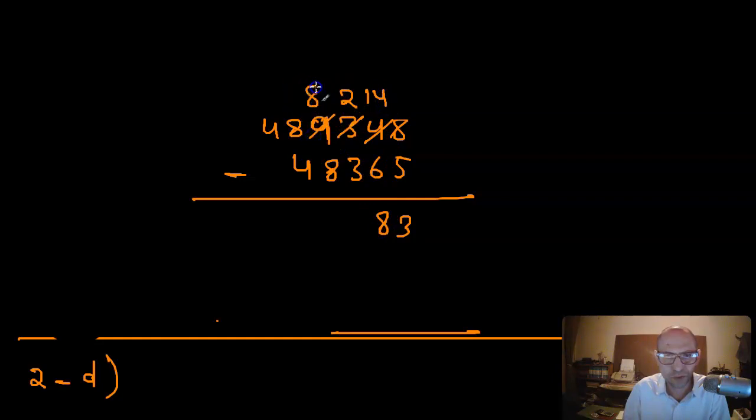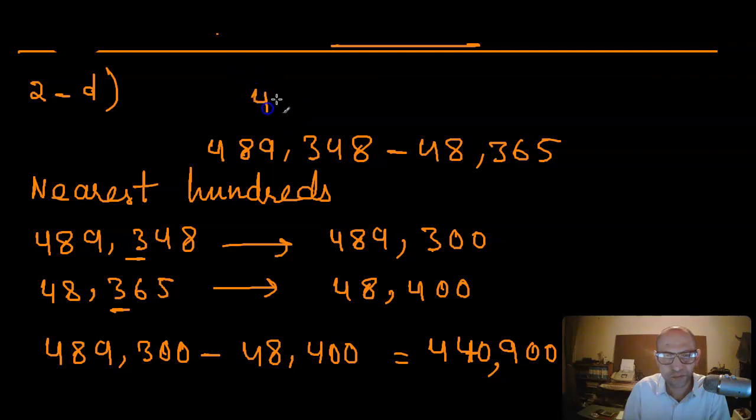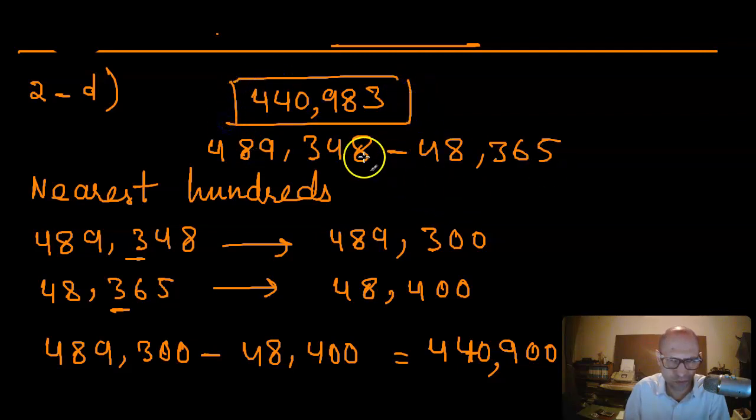Borrow 1 from here, this becomes an 8, this becomes a 12. 12 minus 3 is equal to 9. 8 minus 8 is equal to 0. 8 minus 4 is equal to 4. And 4 over here, 440,983. So this is the actual difference of the two numbers. And you see that the difference between the actual difference and the estimated difference is only 83, right?